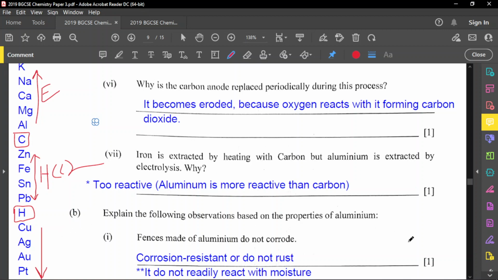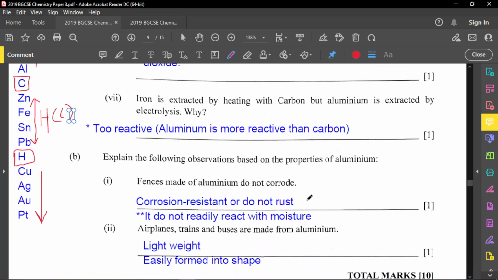All right. So going to the next question, which is part B, is explain. Matter of fact, let me erase this tail end right here. Oh, cool, that's better now. So part B now said explain the following observation based on the properties of aluminum. Fences made of aluminum do not corrode. The reason why they do not corrode is simply because they are corrosion resistant, or they do not rust, simply because aluminum does not readily react with moisture. So that's why it is used. It's corrosion resistant, does not rust easily, and simply because it does not react with moisture readily.